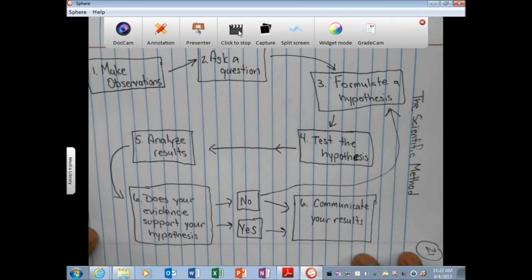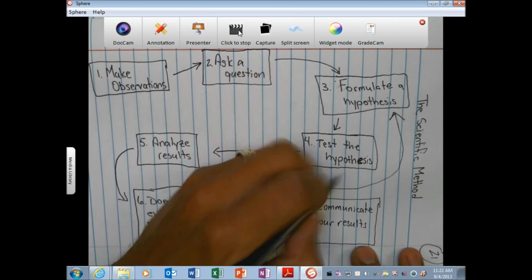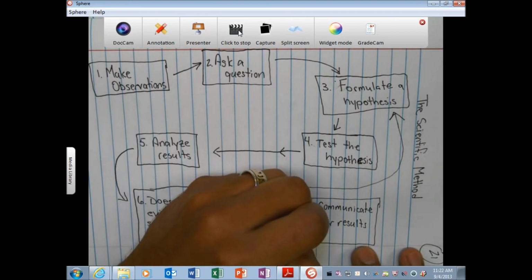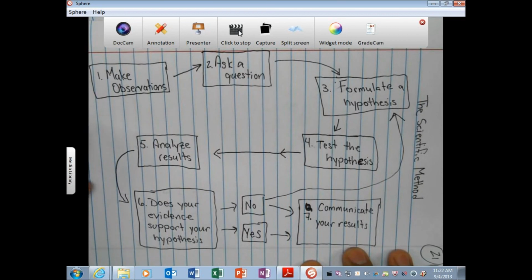In this case, there are about 6 different steps. Sorry, it should be about 7 different steps. Let's just put it that way. And that is it. So make sure you get that into your notebook, and we're going to develop more experiments based off of this type of process.